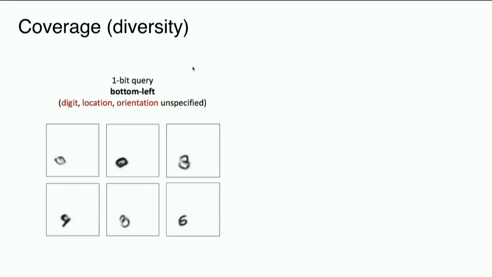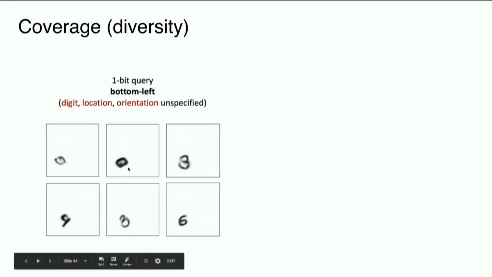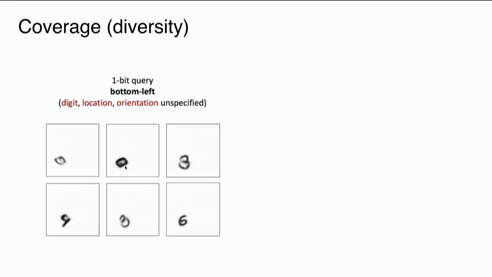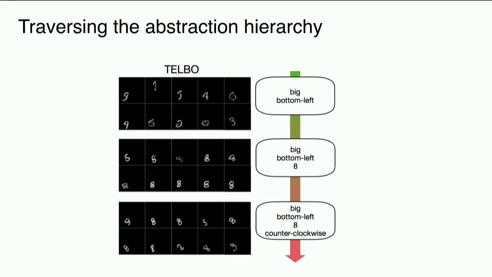So if I just say, generate me something in the bottom left, then it's going to give you some 0s, some 3s, some 9s, some 8s, and the 0s have different styles and so on. This is related to the mode collapse problem in GANs, but this isn't specific to GANs. And the key thing here is diversity as a function of the query. So if I fully specify the query, I don't want any diversity. I've narrowed down the concept specifically.